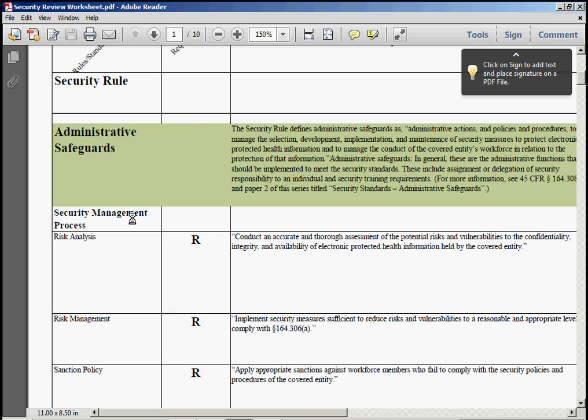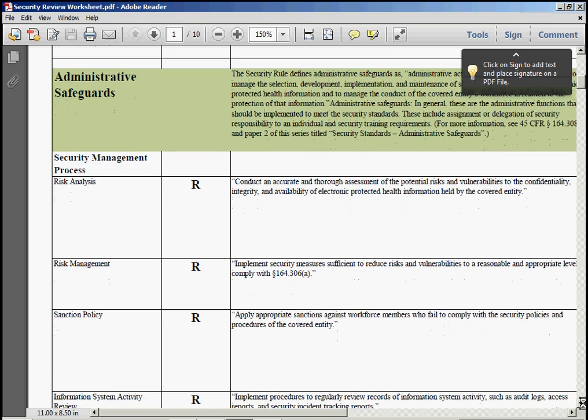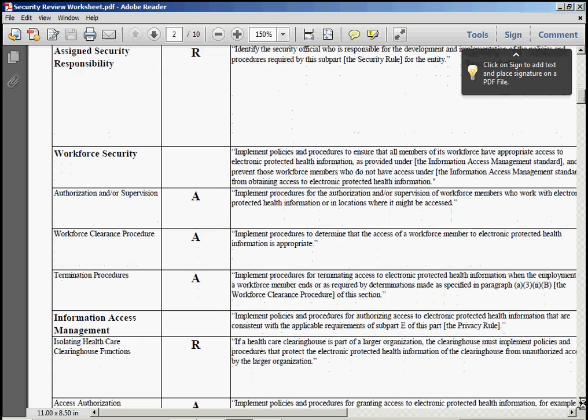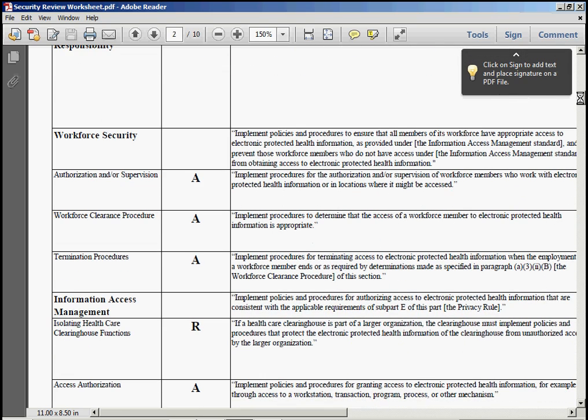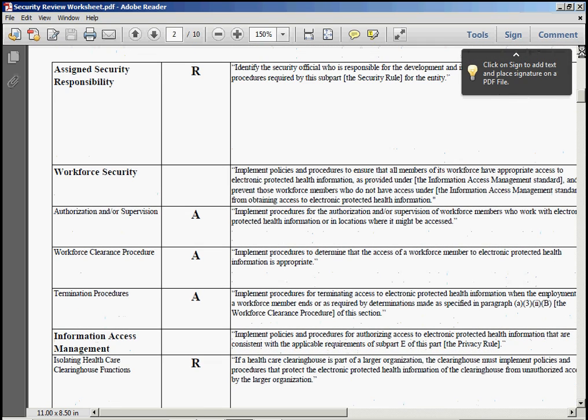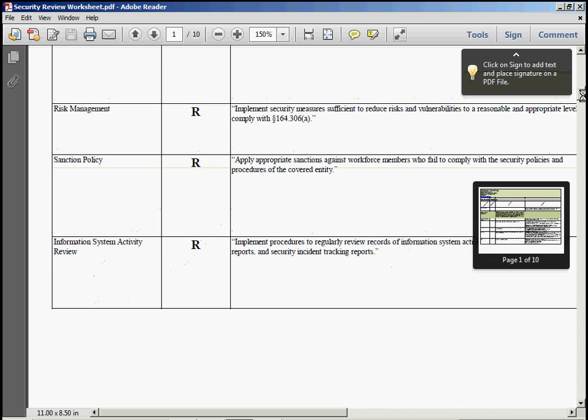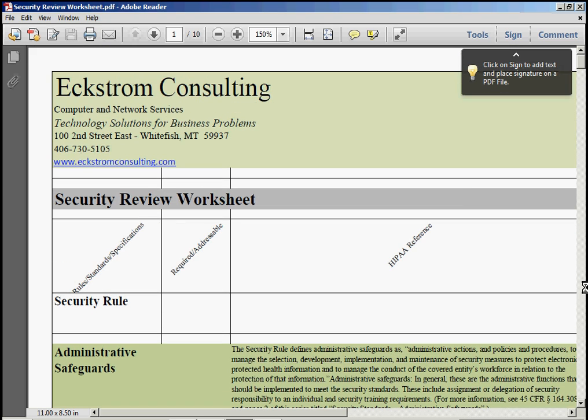In the administrative safeguards, we have the security management process, the assigned security responsibility section, workforce security, and information access management, and then each of the specific standards that go along with those. So I will do one of these with you just so you get a sense of what's going on.